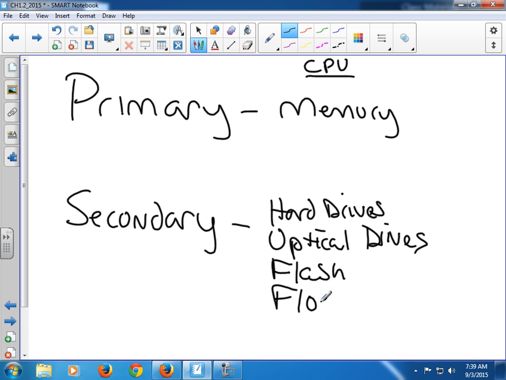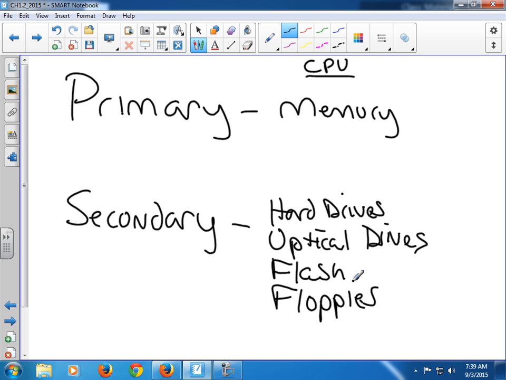floppies, which I know none of you guys ever even used floppies before? Is that so old that it's just crazy to even mention floppy drives? There are still teachers that have tons of their stuff backed up on floppy disks. So, huh? I find that very funny.